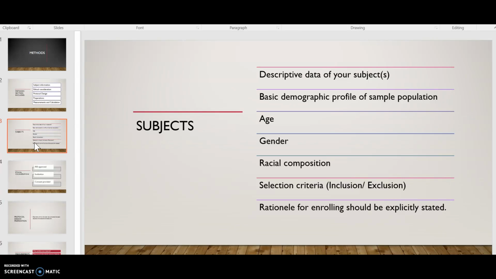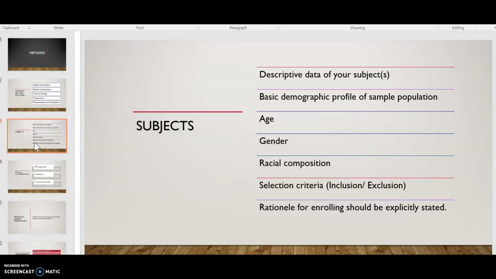Now, in your case, this is just one person. So provide a basic demographic profile of the participant for your project. That can include things like gender and racial composition, age, that kind of thing.